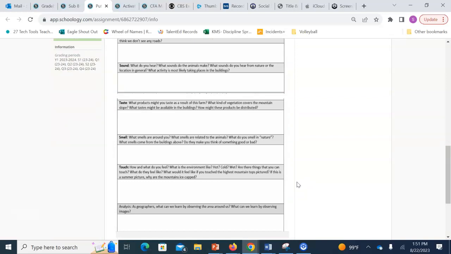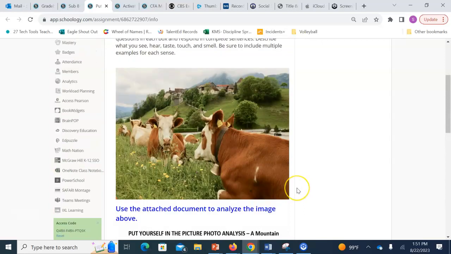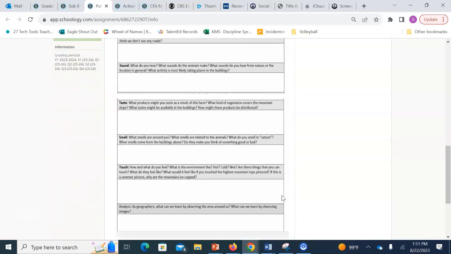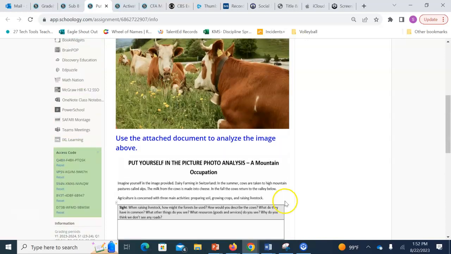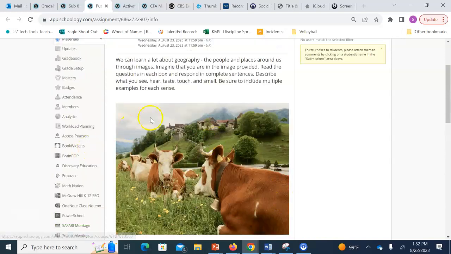Are there things that you can touch, and what do they feel like? So yeah, I think it's very evident that there's some things we can touch here, and describe for me how it would feel to touch them. What would it feel like if you touched the highest mountaintops pictured? So look up there.